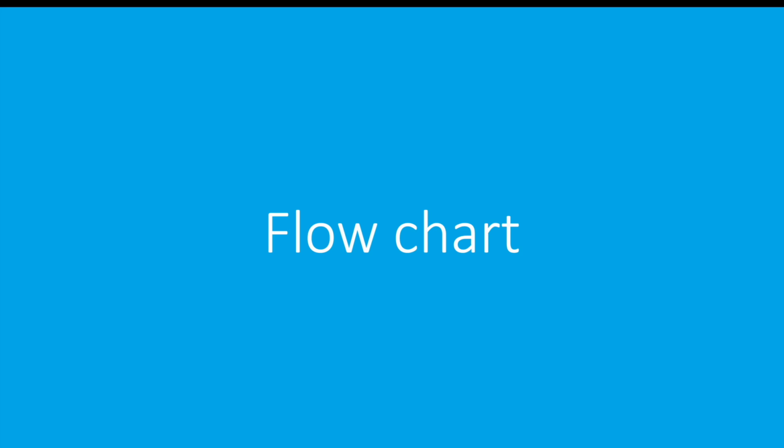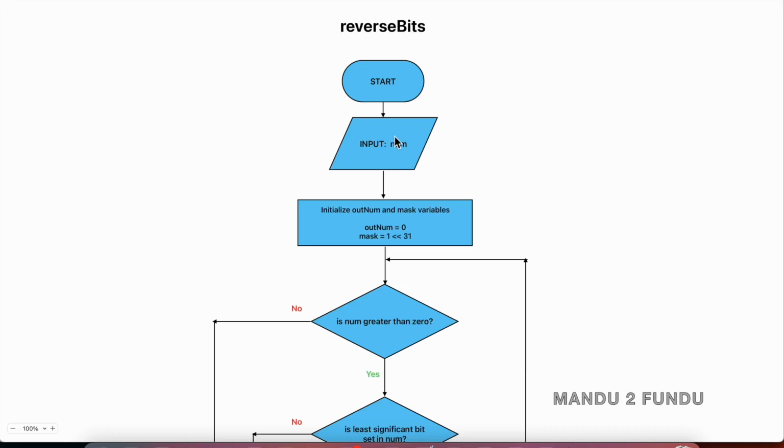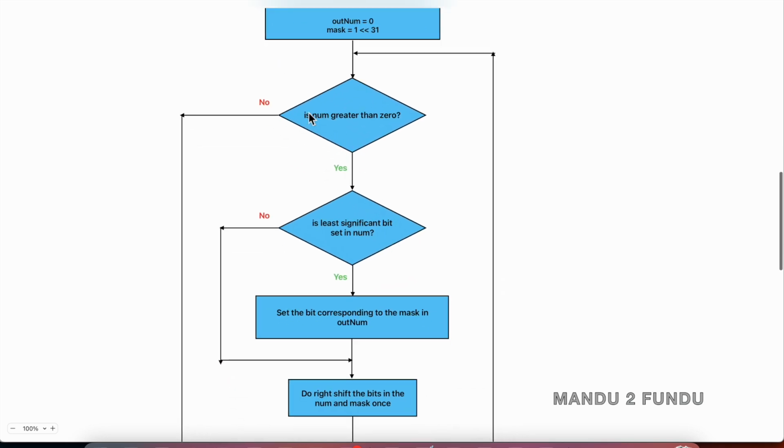Let's look at the flowchart. Input for this procedure is num, a 32-bit integer, and first we initialize the output number and the mask variables. Output number with the value 0 and the mask with the value 2 to the power 31, and then we enter the loop. This loop will run until the number becomes 0.